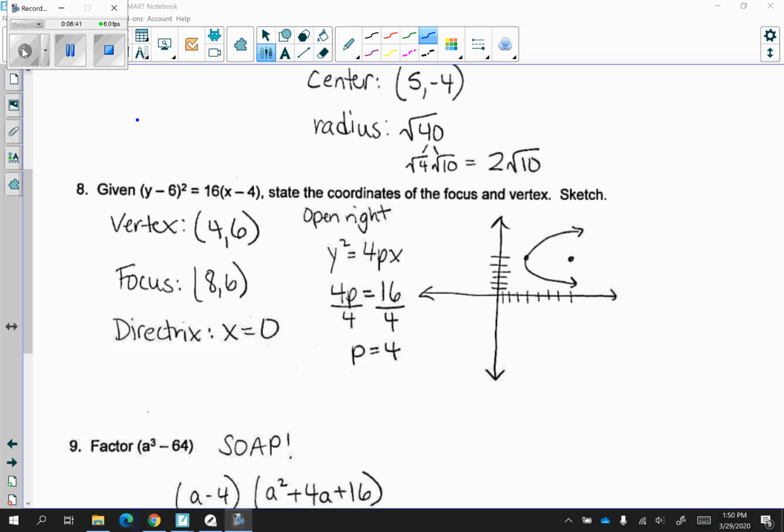Now, it's y squared is equal to 4px. So 4p is equal to 16. Divide by 4 on both sides, p is equal to 4. So that means I have a y squared, and my p-value is positive, so I'm going to open up to the right. Remember, my focus is inside the parabola. The parabola hugs it, and it's 4 away, such as this. And then I'm 4 away on this side. So my directrix is at x is equal to 0, and my focus is at 8, 6.